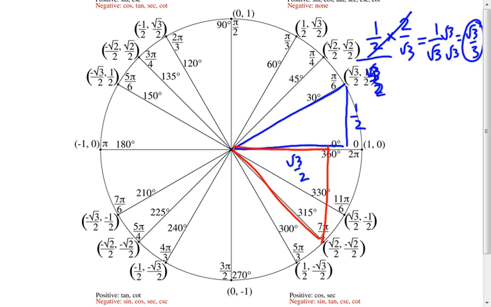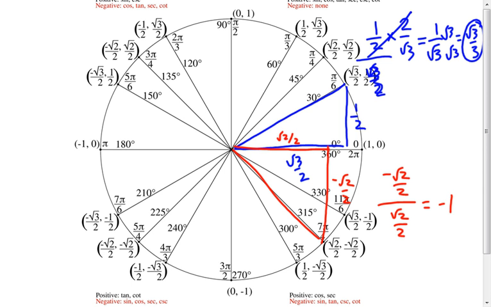Okay, and at 315, when you do opposite over adjacent, this is root 2 over 2. This is negative root 2 over 2. So opposite over adjacent would be negative root 2 over 2 over positive root 2 over 2. Don't make this any harder than it needs to be. Negative 5 over 5 is negative 1. So negative root 2 over 2 over positive root 2 over 2 is negative 1. Okay, so tangent at 315 is negative 1.